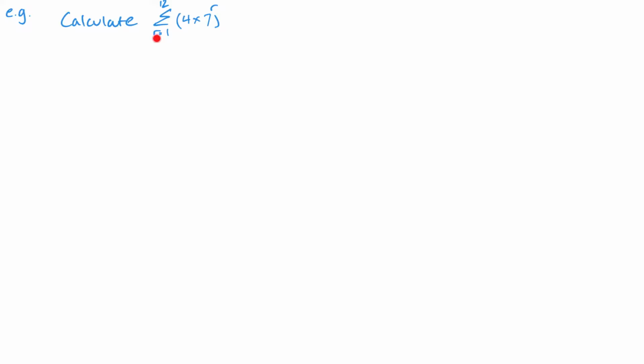Now let's have a look at this one. We've got between 1 and 12, and here's our series. The first term here, we've got 4 times 7, so it's going to be 28. If I look at the next one, we've got 4 times 7 squared, 196, 4 times 7 cubed, 1372. These are going up pretty quickly, but luckily I don't need to find them all.